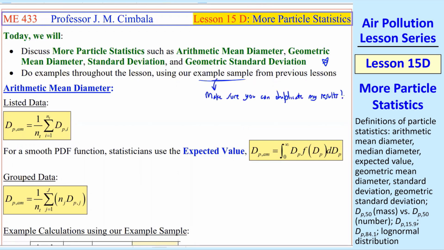as an example. I probably don't need to say this anymore, but make sure you can duplicate my results for this example sample, and then you should have no trouble on quizzes and homeworks.